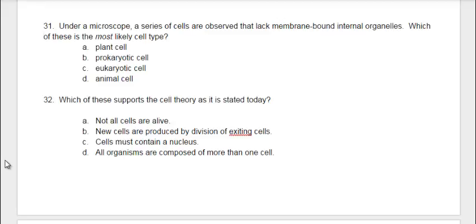32. Which of these supports the cell theory as stated today? A. Not all cells are alive, B. New cells are produced by the division of existing cells, C. Cells must contain a nucleus, D. All organisms are composed of one or more cells. D says all organisms are composed of more than one cell.